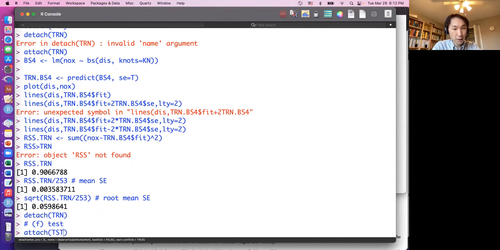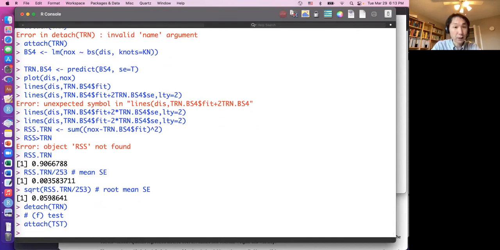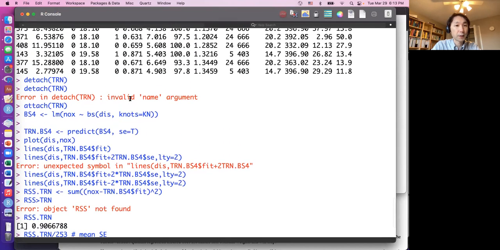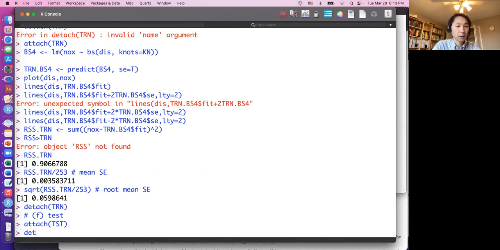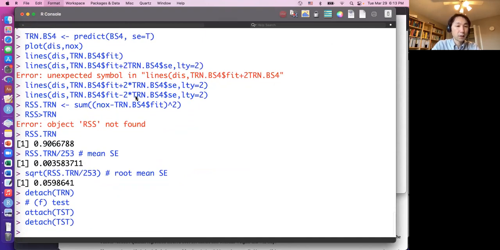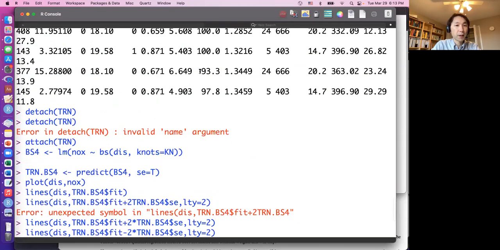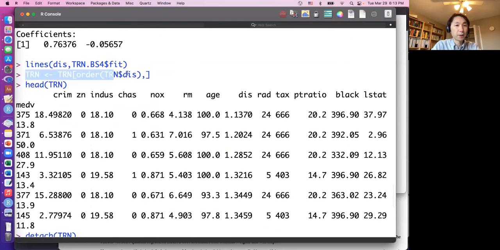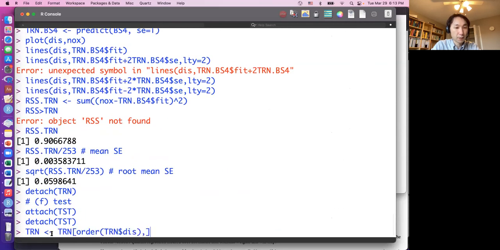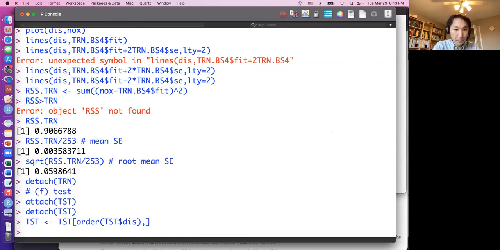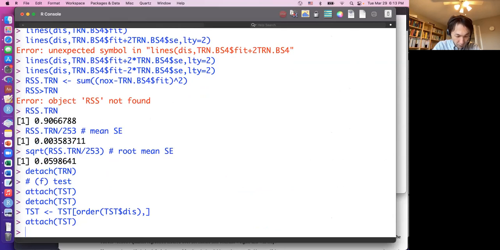So attach TST, the test dataset. Oh, the test dataset also we have to transform. Once we detach, then we attach again. Before that, we have to redefine it. So we order it by distance. We want to do the same thing for the test dataset, so test is ordered by distance. Then attach. Then the test dataset and BS4.